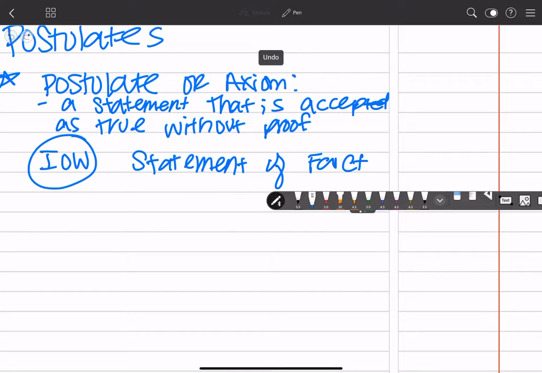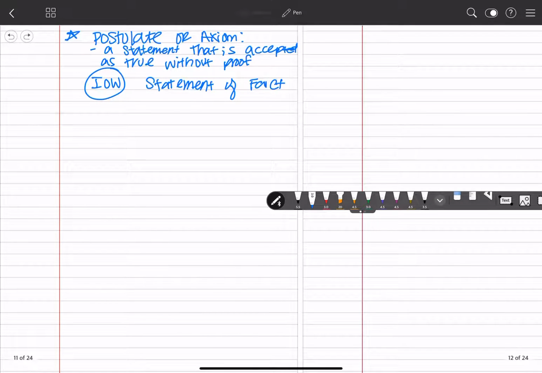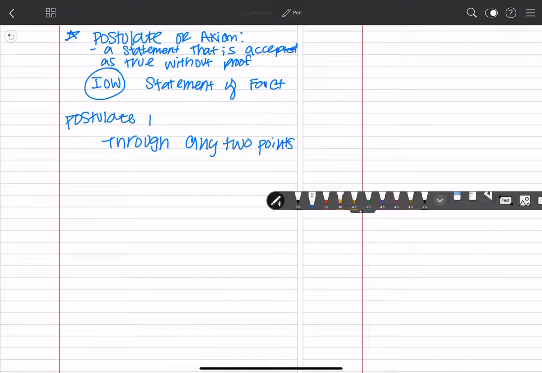All right, you are going to have 4 postulates. You're going to write postulate 1. And then you're going to label it out, and pretty much if I ever reference postulate 1, you need to come back to this. Through any 2 points, there's exactly 1 line. All right. And then you've got postulate 2, 3, and 4.